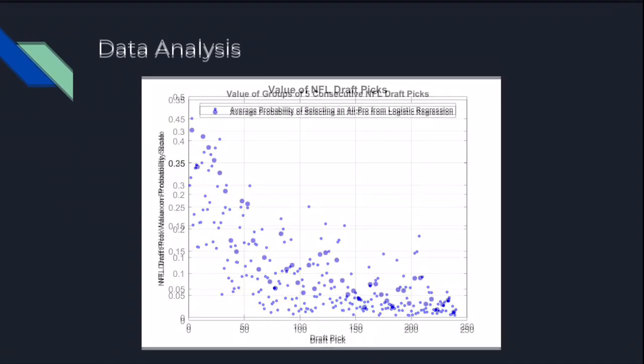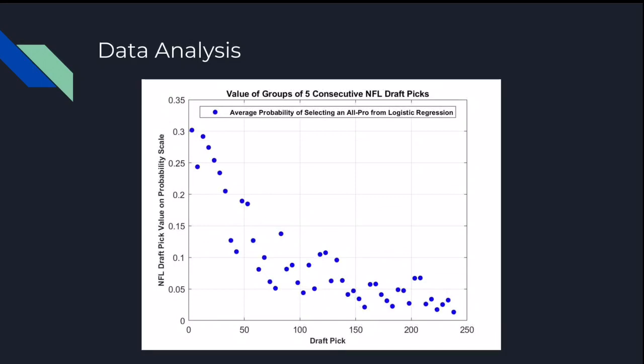The results of grouping 5 consecutive draft picks together are shown in this graph. As you can see, this has significantly reduced the scattering of the data points. The trend of the first 50 draft picks or so being much more valuable than later picks is much easier to see now. Now that we have basically smoothed the data by averaging it, we can fit a trend line to the data points.